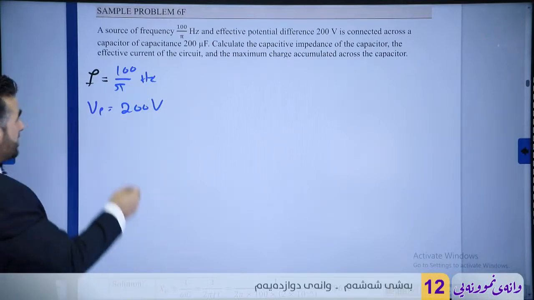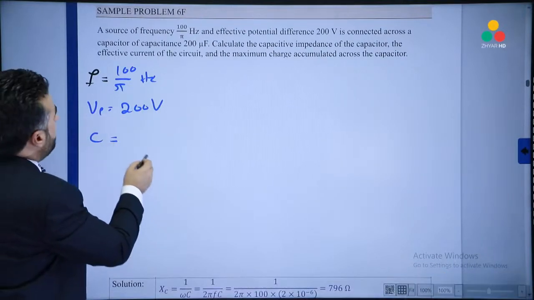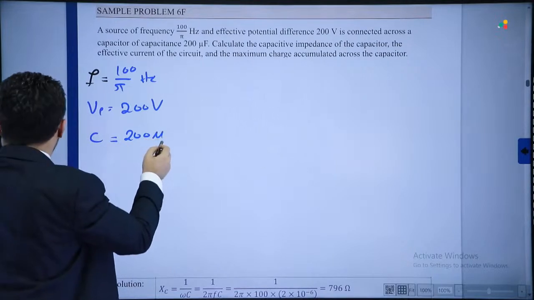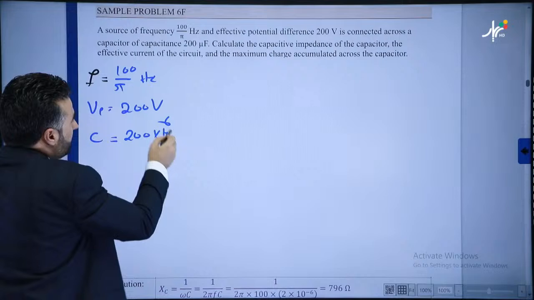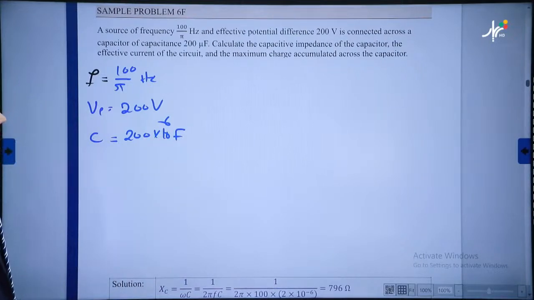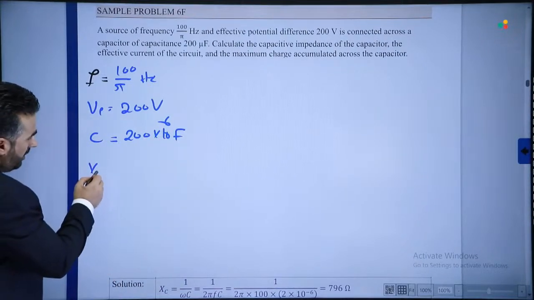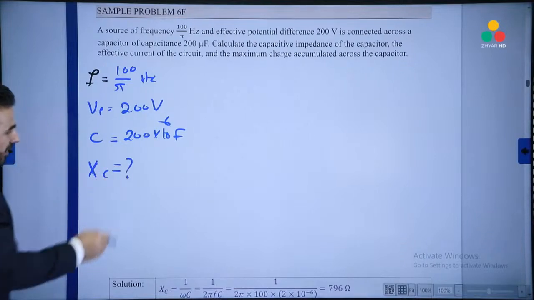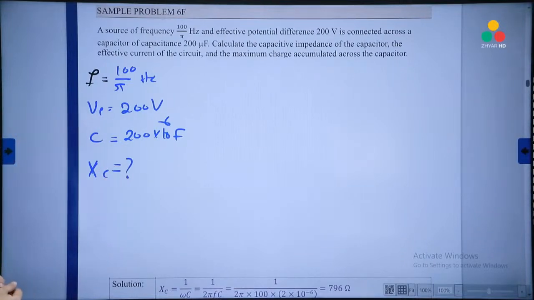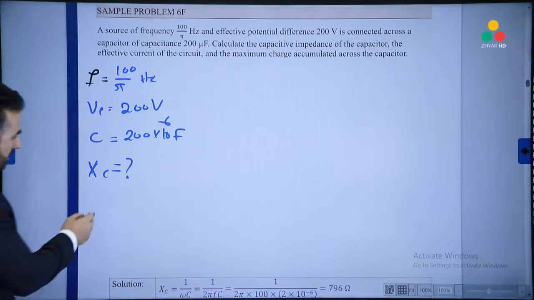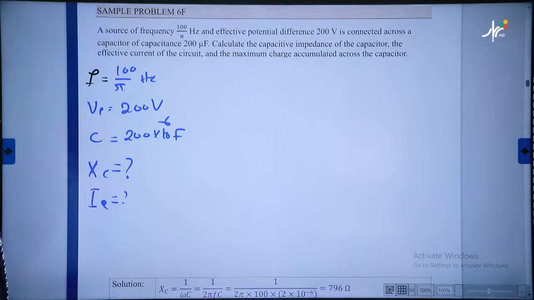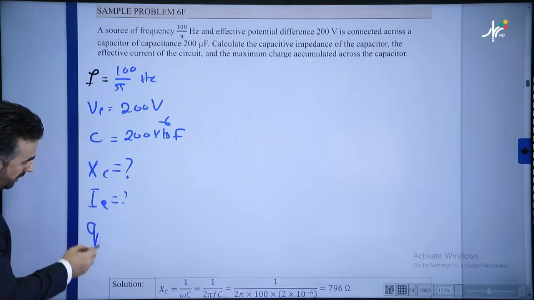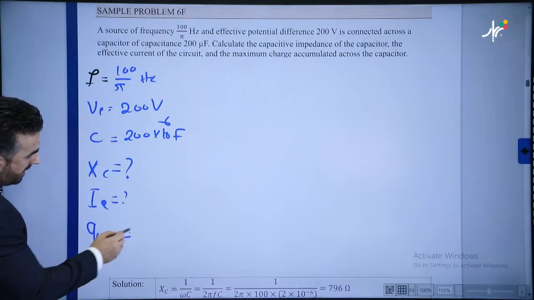And then across a capacitor, the value for the capacitor is basically 200 microfarad. Instead of micro, I'll just go ahead with 10 to the power negative 6 farad. Then calculate the capacitive impedance, so calculate XC, that is unknown here. And after that, the effective current, I effective, that is also unknown, and of course the maximum charge as well. So find Q, but not just normal Q, we have to find maximum Q here.